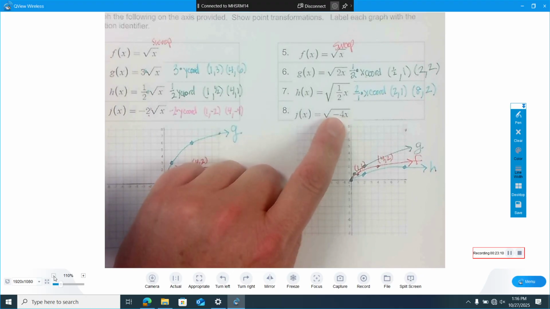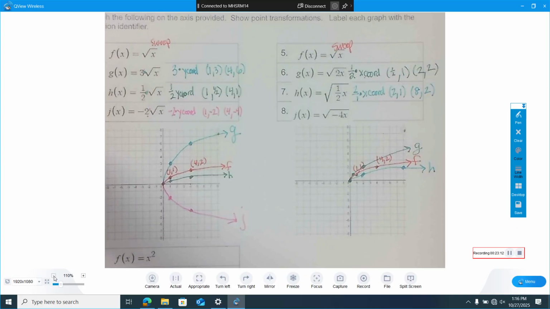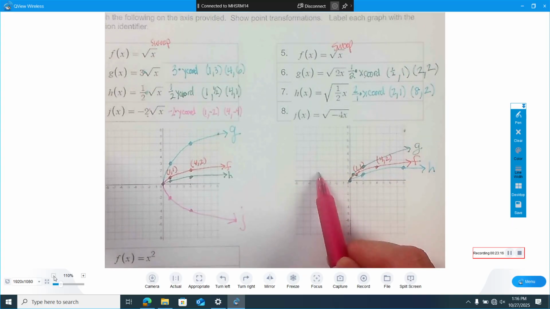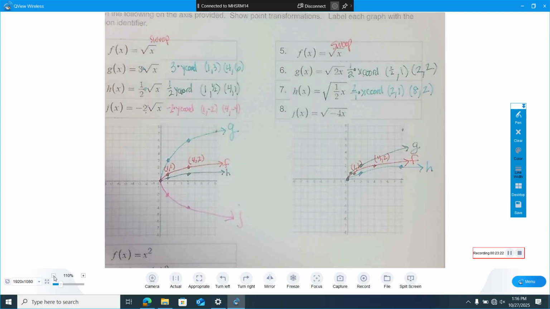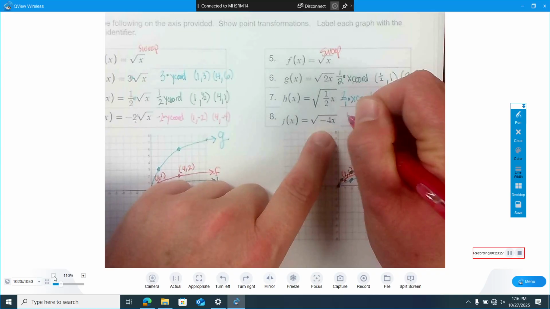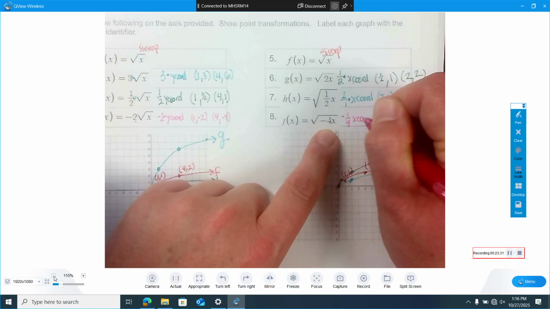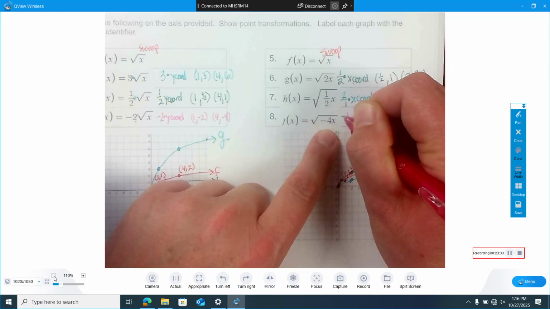Yeah, this is a negative inside with x. So that's going to reflect it horizontally, over the y-axis. So it's going to flip over this way. What's the 4 going to do? Divide by 4. Or I can just say we're going to multiply the x-coordinate by negative 1/4.